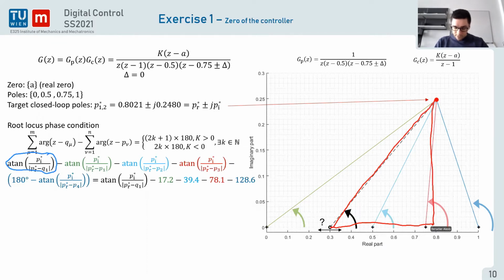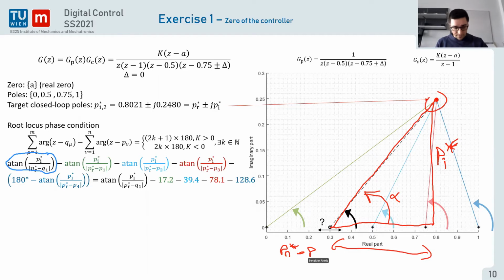I'm interested to look into this angle, let's call it alpha, for example. I know that this segment here is pi star, perfectly defined. And this segment here on the bottom will be equal to, if the 0 is on the left of the pole, then it will be the real part of the expected pole here in red, minus the real part of my 0 that I called Q1, because it's a real 0, okay?